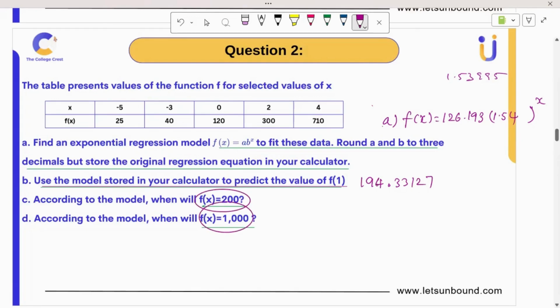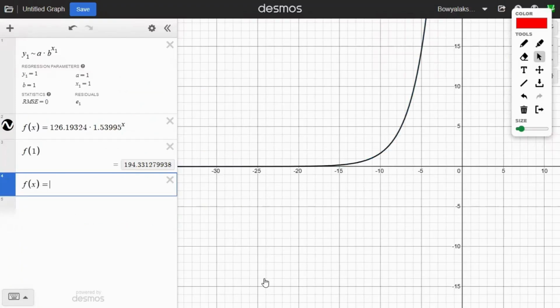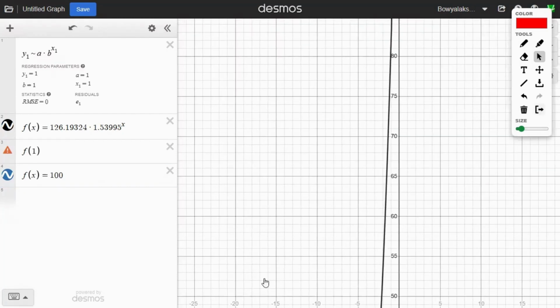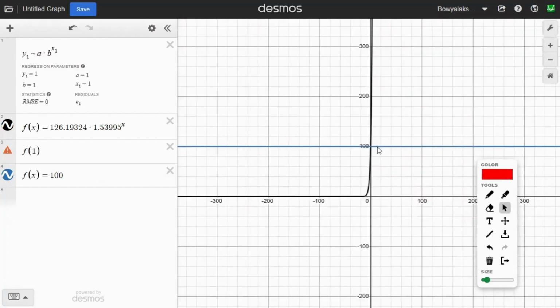So now f of x is 200, we need to find the respective x values. That's simple again. So you have to put f of x equal 100. So that will show your intersection part. Or you can do this. Just a second. Okay, here we go. So the intersection of graph and this, which is negative 0.53884. Right?